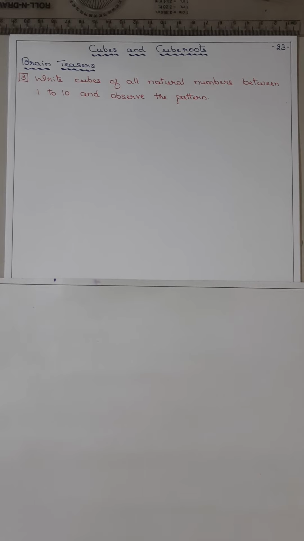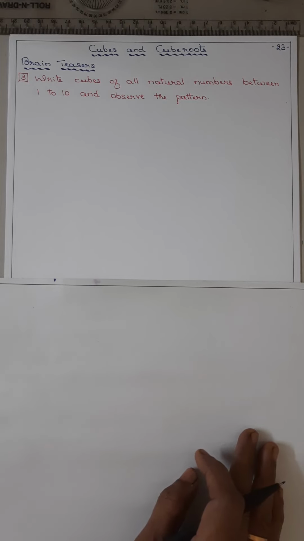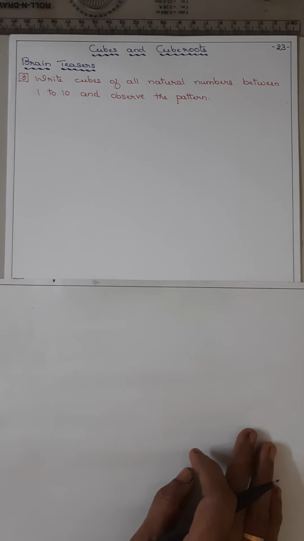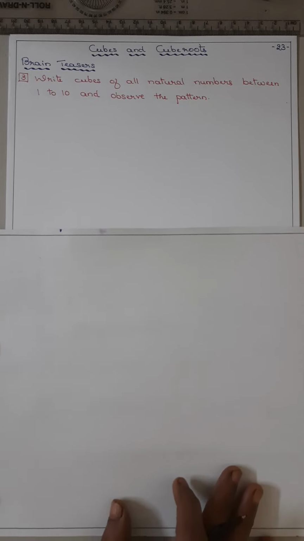We were discussing the brain teasers of cubes and cube roots. Now coming to question number 3: write the cubes of all natural numbers between 1 and 10 and observe the pattern. You know the cubes of numbers from 1 to 10, isn't it? Now we have to see the pattern.